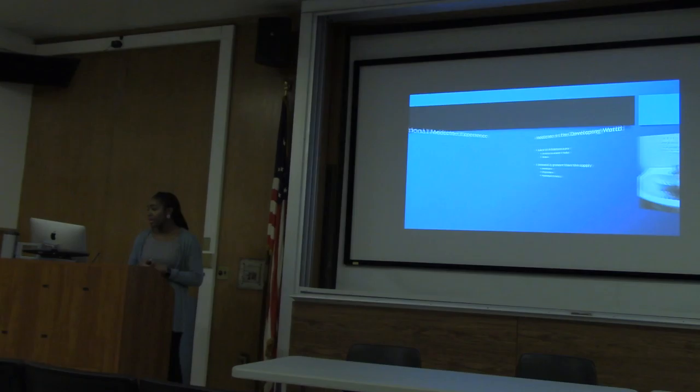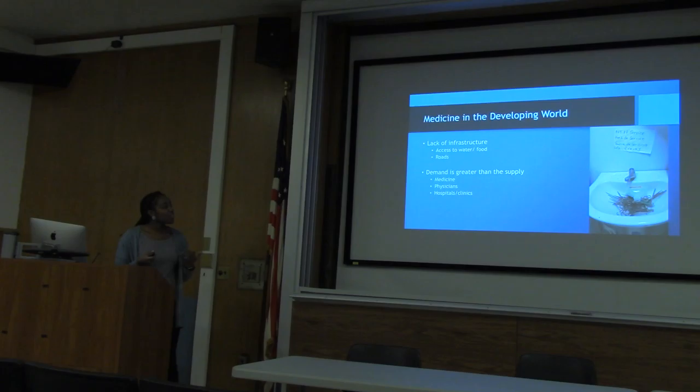Now, medicine in the developing world is very challenging. This picture is actually of one of the sinks in the ER that was out of commission the entire time I was there, for about 2 weeks. There was actually no working plumbing in the ER, which was interesting. So what makes it challenging? This is a topic in and of itself, really. But the lack of infrastructure is one of the major issues. So access to water and food. While I was doing some research, I found it interesting that worldwide, 1 in 10 people don't have access to safe water.